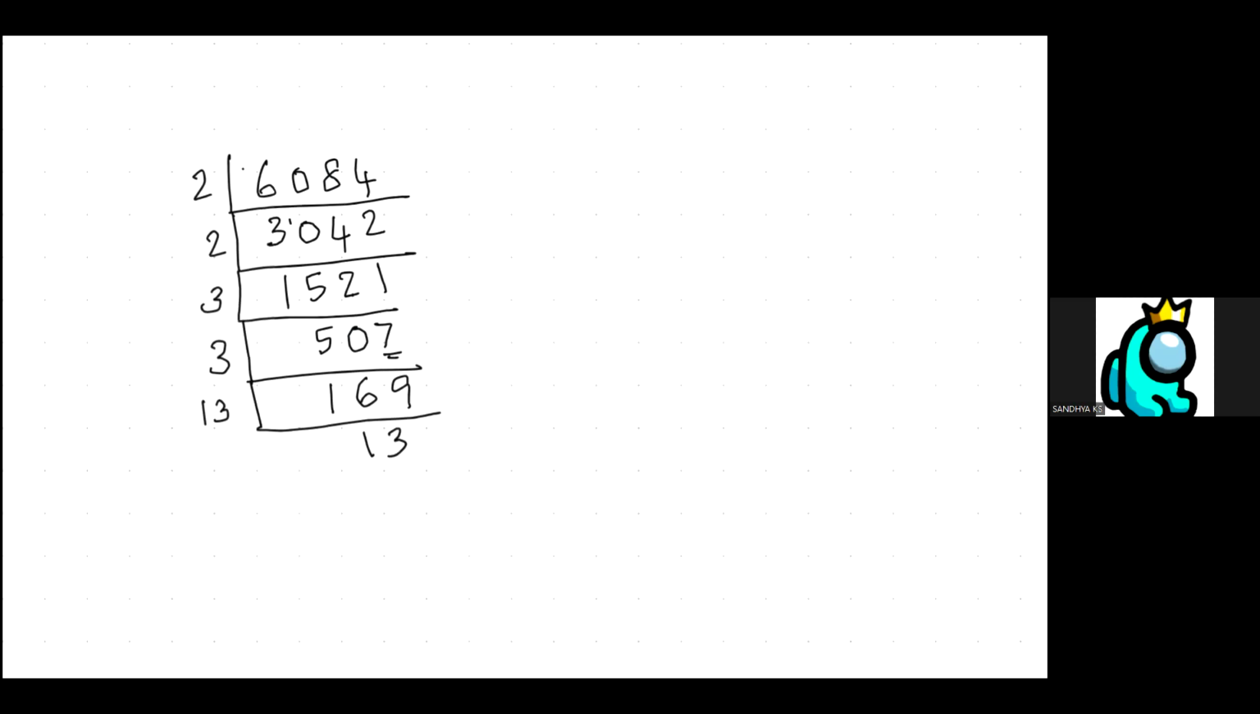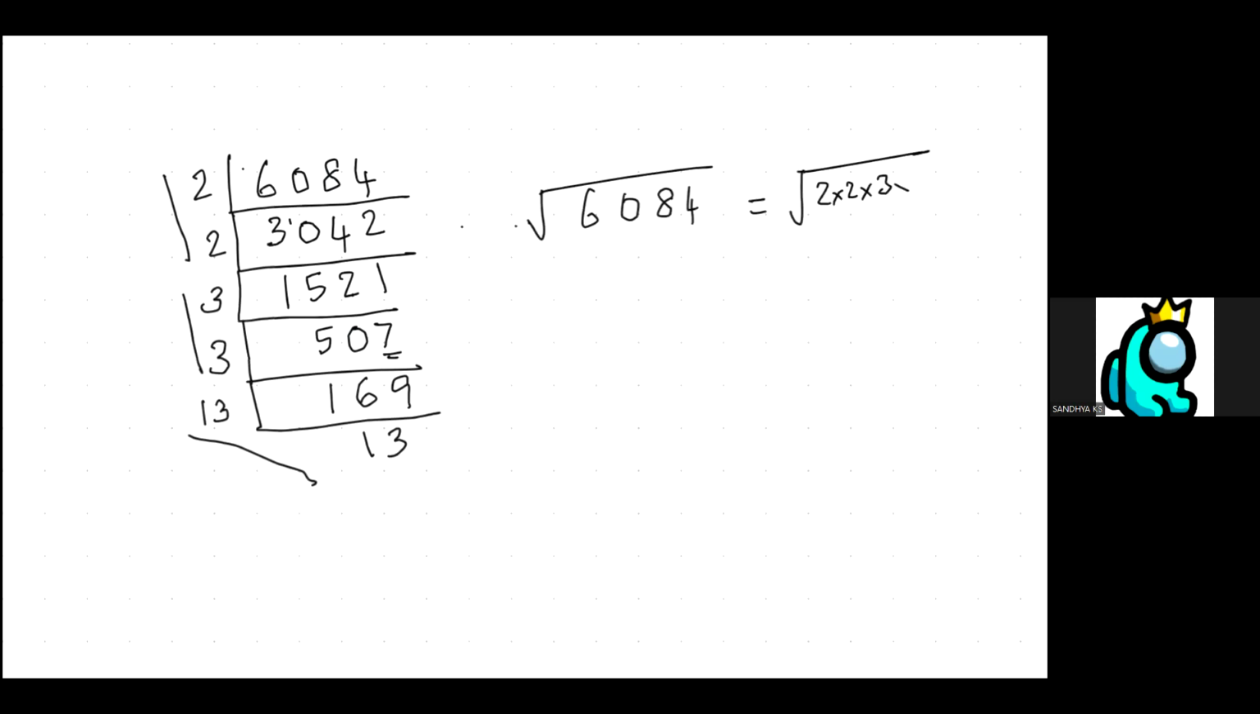Okay, now we can come to this question whether it is a perfect square or not. Let's see. So here 2 is in pair, and then 3 also in pair, and 13 also in pair. So that means it is a perfect square. Okay, then you can find the square root. What will be the square root? 6084 square root is equal to square root of 2 multiplied by 2 multiplied by 3 multiplied by 3 multiplied by 13 multiplied by 13.